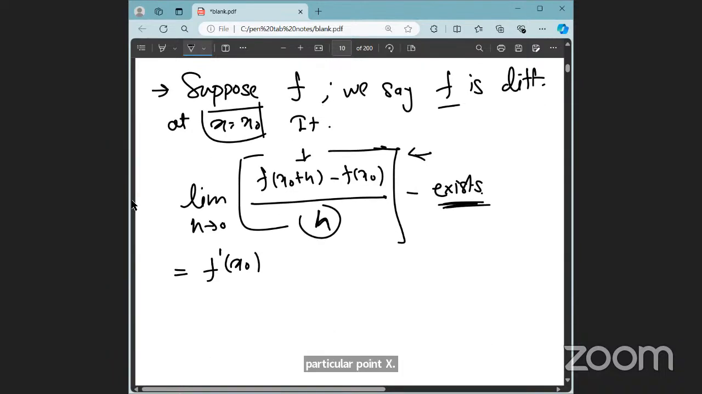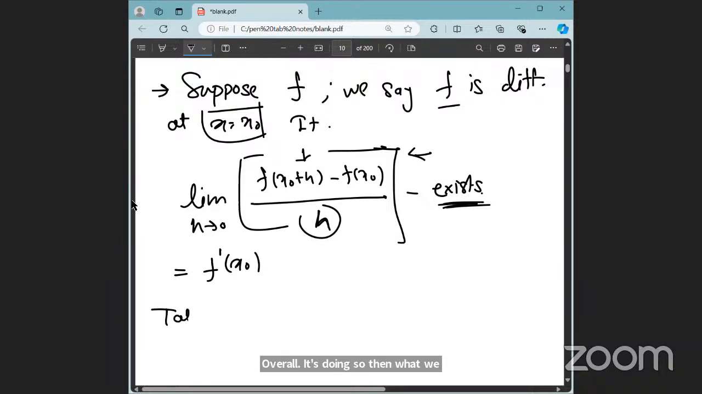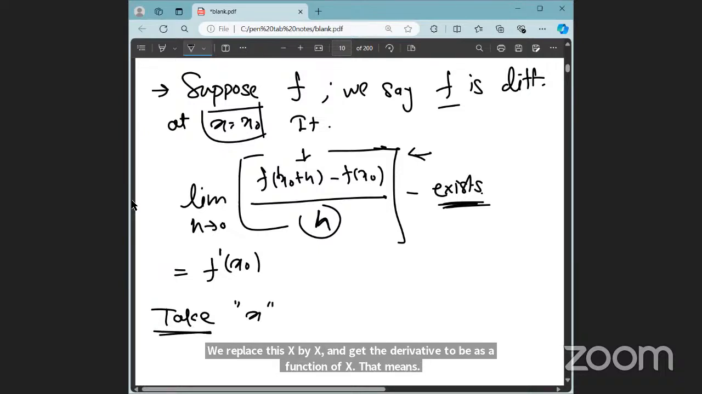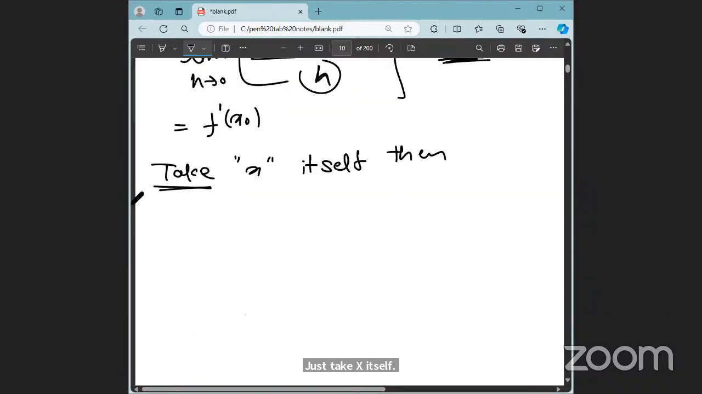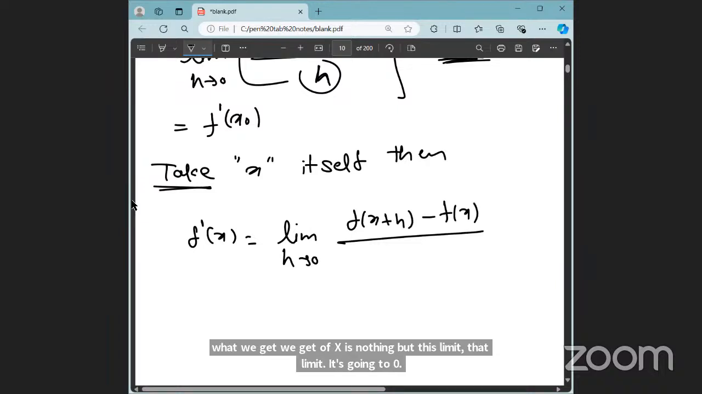Now, sometimes a function is differentiable over all its domain. So then what we can do is, in place of this x naught, we replace x naught by x and get the derivative as a function of x only. That means just take x itself. Then f dash of x is nothing but this limit, h going to 0, of f of x plus h minus f of x, by h.